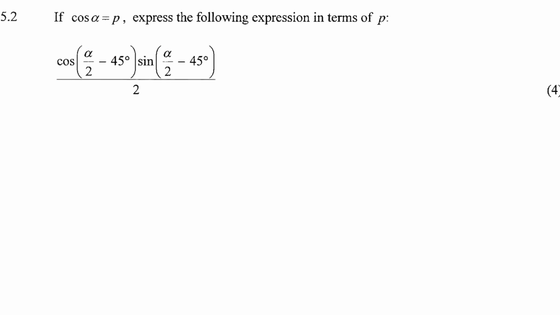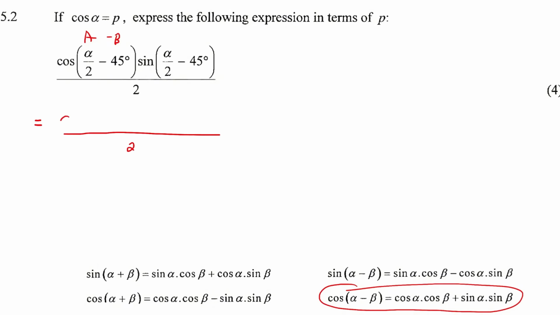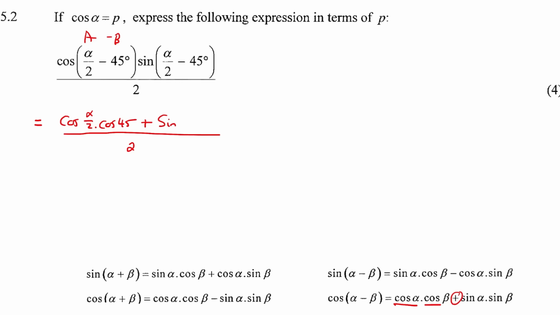If cos alpha is equal to p, express the following expression in terms of p. Right, so I think what I would do is I would see this whole thing as a cos(a − b). So I would go to this one over here, and we're still going to have this 2 at the bottom. So I'm going to write it as cos alpha over 2 cos 45. So I'm copying this, right? Then there's a plus, and then it's going to go sin alpha over 2 and then sin 45. So that over there is just that part over there.